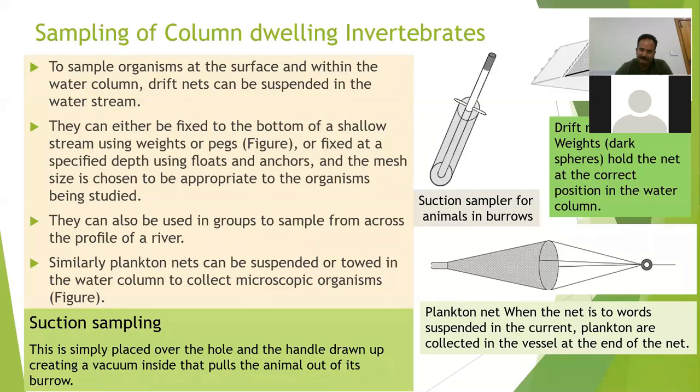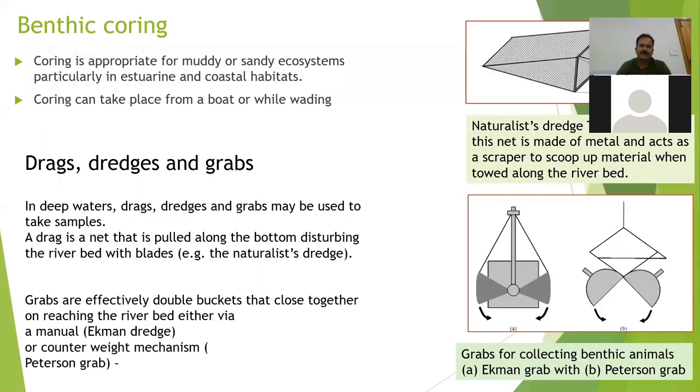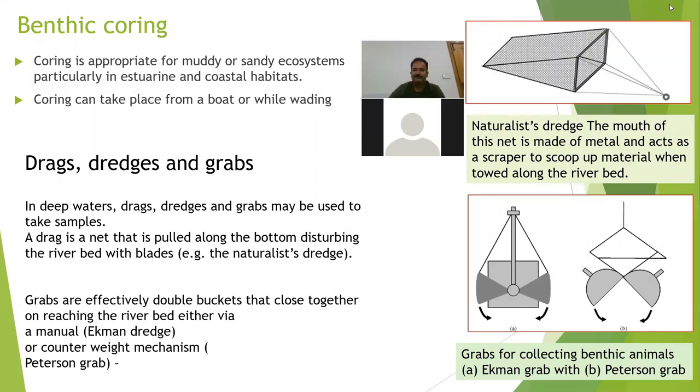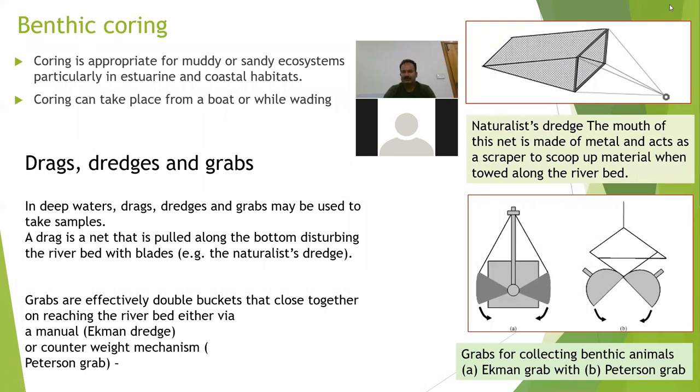of animals. Benthic coring: coring is the appropriate term for muddy, sandy ecosystems, and such samplers we use for the study of ecosystems in estuarine, coastal, and marshy areas. You can sample invertebrates through coring from shallow areas which have less depth. Whenever you wade in such shallow streams, you can drag it while you are walking within the stream.